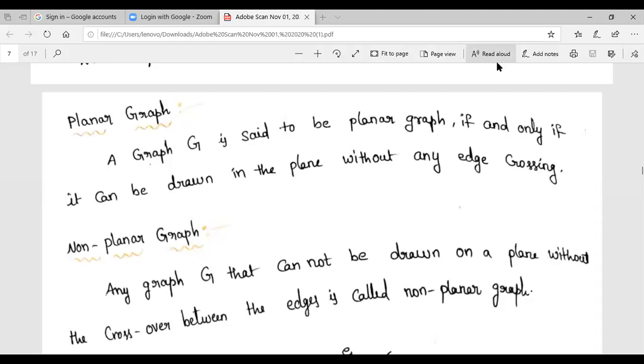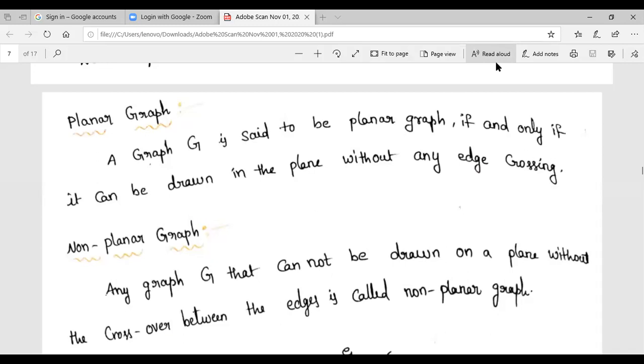Last class, we discussed Hamiltonian graphs and Euler graphs. And now, today's topic is planar graphs. So we will see how we can find whether a given graph is planar or non-planar.